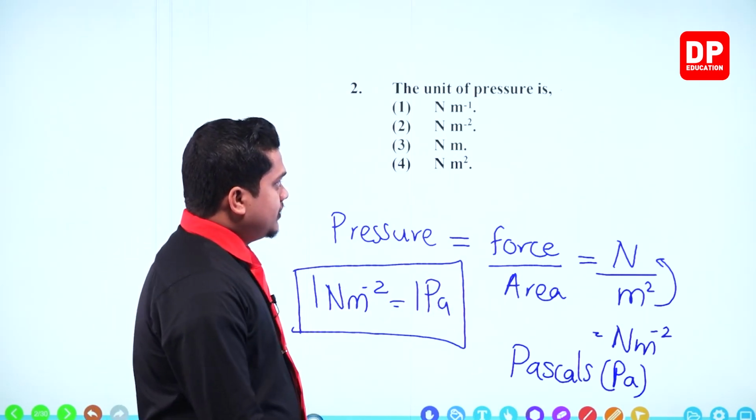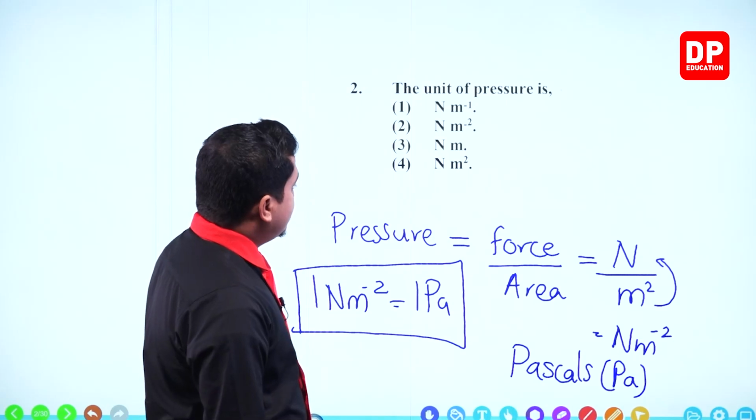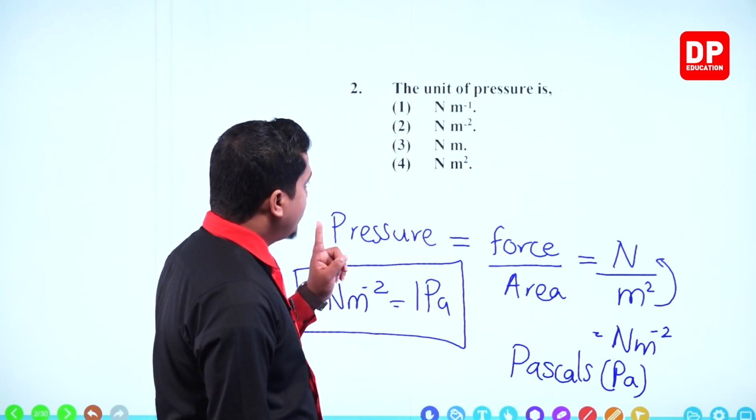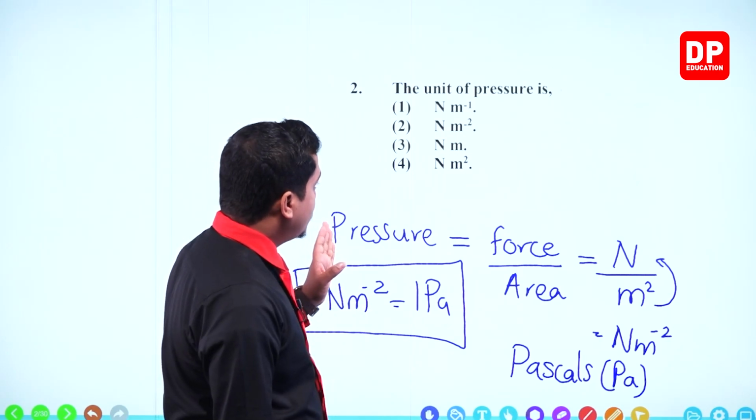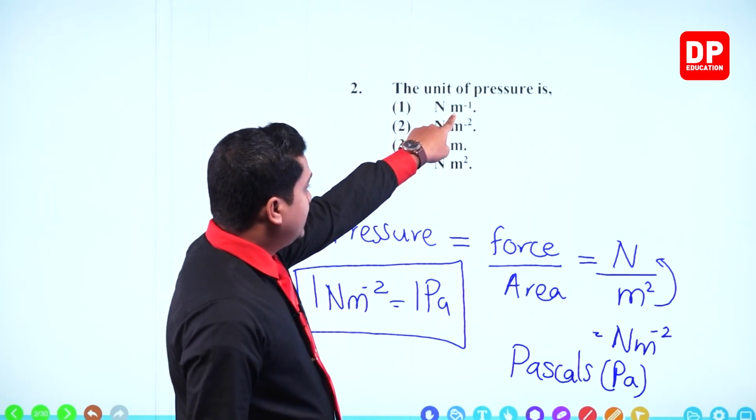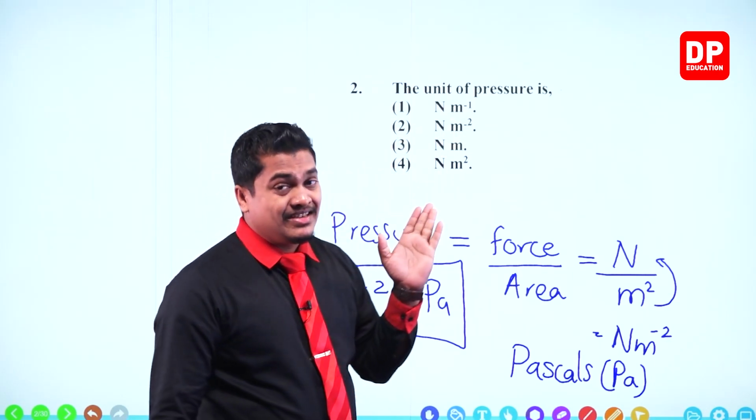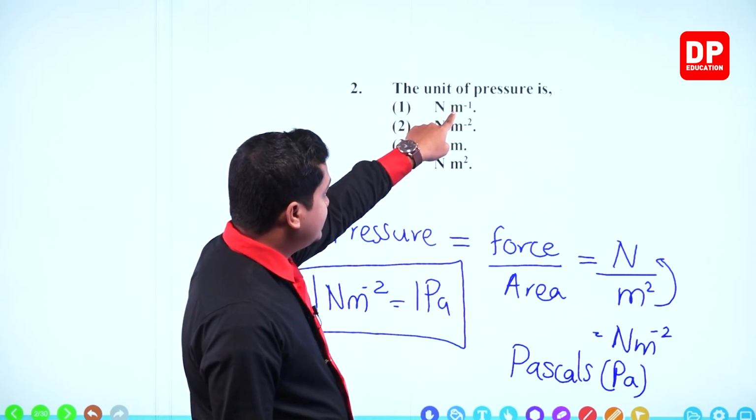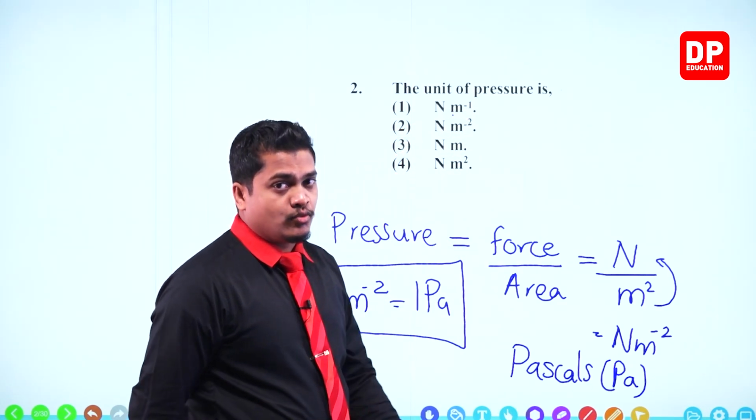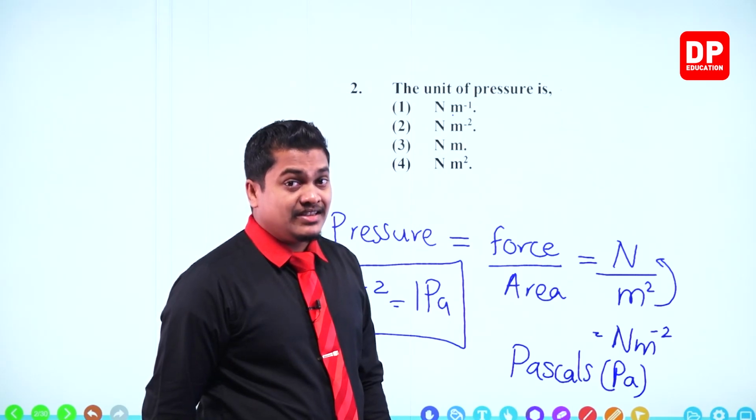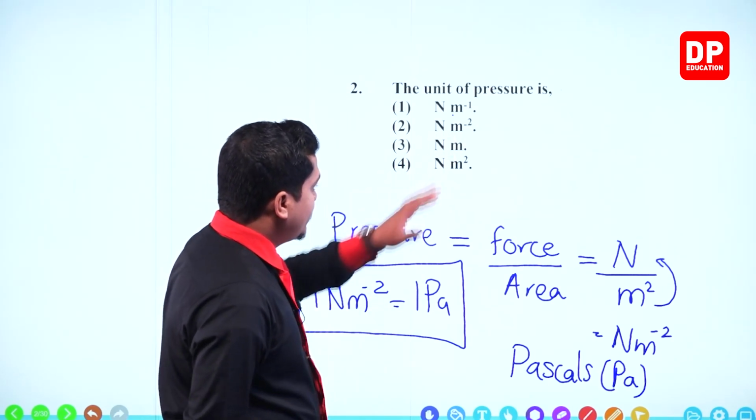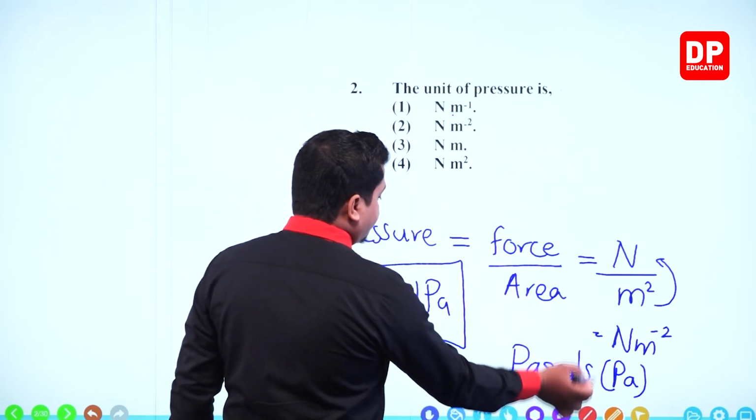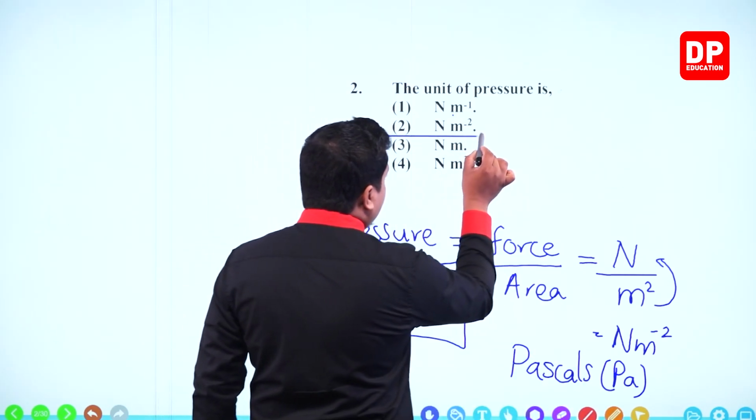Okay, so let's see the answers. First one, newton per square meter. Here newton per square meter is our answer, but you can see that the power is -1. This is not per square meter, this is newton per meter, so it's incorrect. So our answer should be the second one, newton per square meter.